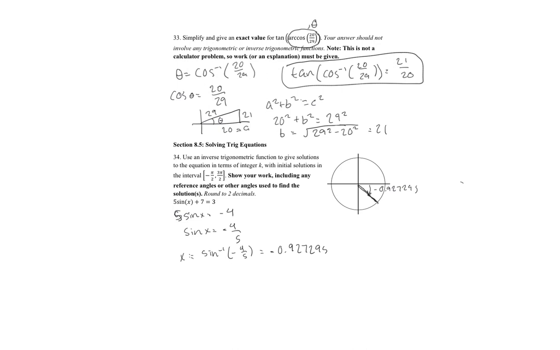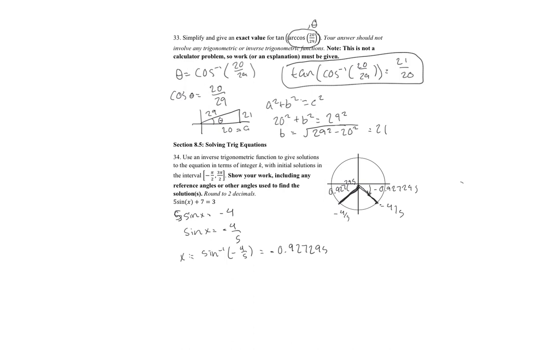And so we know that the reference angle for a sine function, so this is in the fourth quadrant where sine is negative, right? And so we know that the sine is also going to be negative in the third quadrant, in this quadrant. So we know that it's going to have a reference angle here as well. And this is also going to be 0.927295, because our sine is going to be negative 4 over 5 here, and so the sine is going to be negative 4 over 5 here as well.